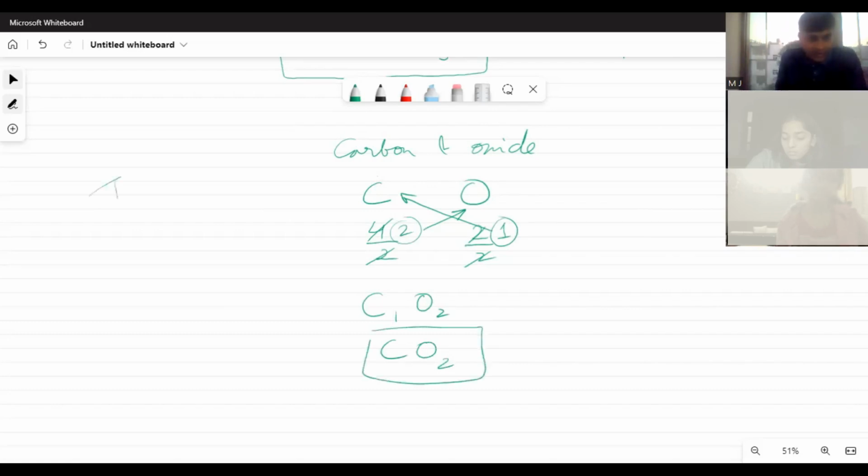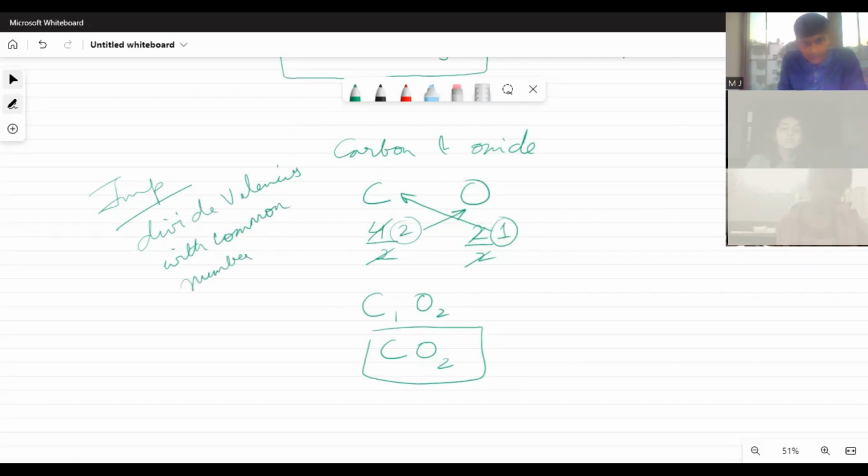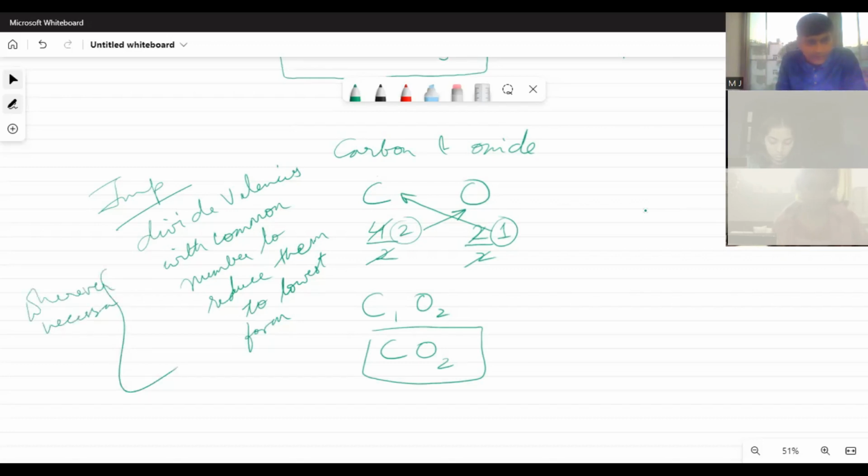Okay, very important. This again is an important step, that divide valencies with common number to reduce them to lowest form. Okay, but use this wherever necessary. Wherever necessary. It will not be used everywhere, mind it. You will have to use it wherever necessary.